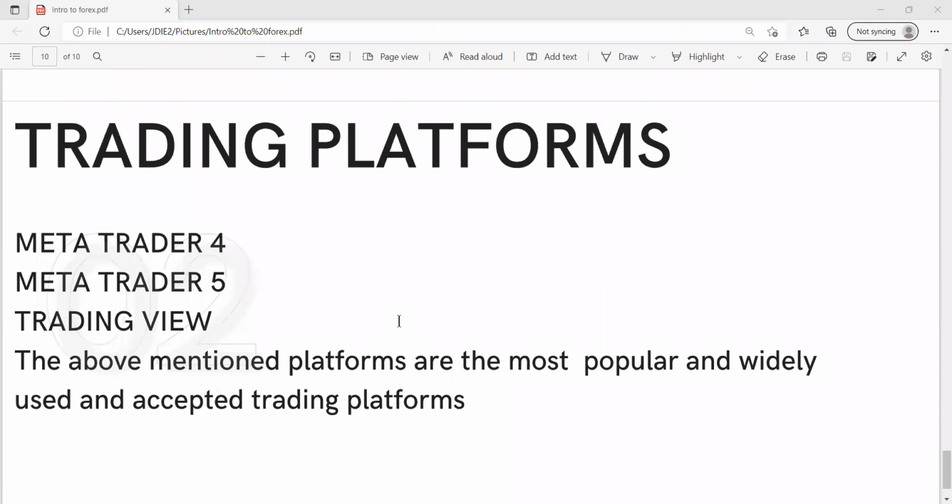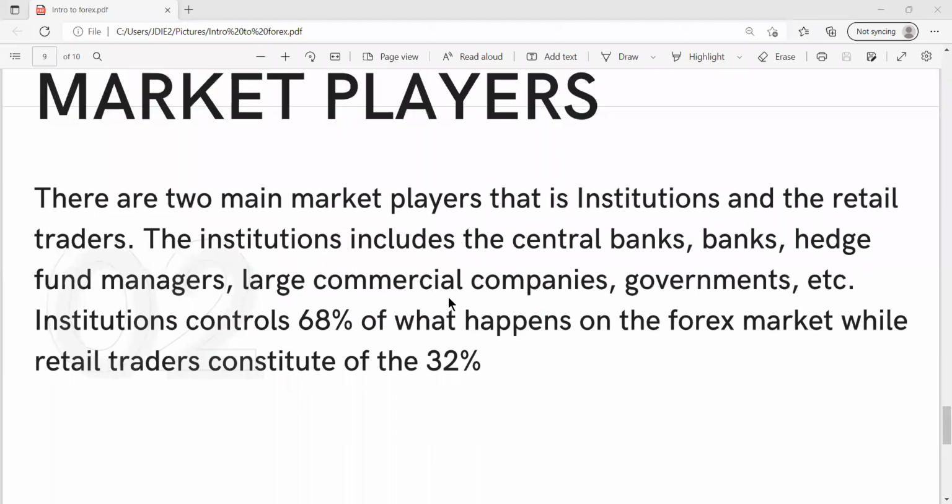So the trading platforms that we are using, I've asked you to download the MetaTrader 5. So we have the MetaTrader 4 and the MetaTrader 5, which we popularly call the MT4 or the MT5. That's like an abbreviation for it. And then we have two main players. We have the institutions.